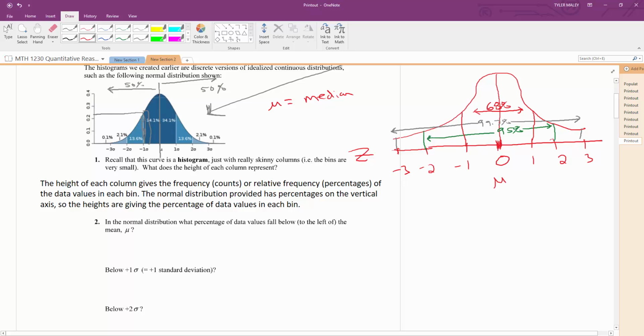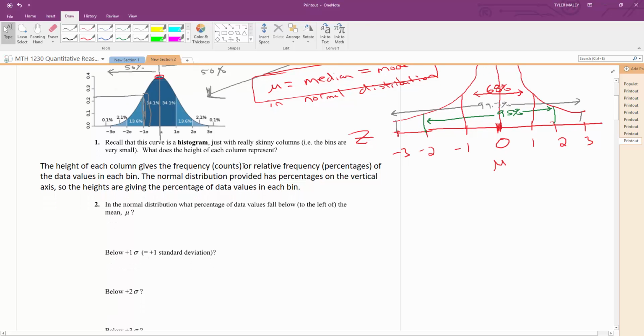And then if we think about the mode, it's the tallest bar, and the tallest bar is also occurring here. So in a normal distribution, the mean is the median, which is also the mode. This isn't always the case, but since we have a normal distribution, it's true. So in a normal distribution, the mean, the median, and the mode all match. So for number 2, we would say 50%.